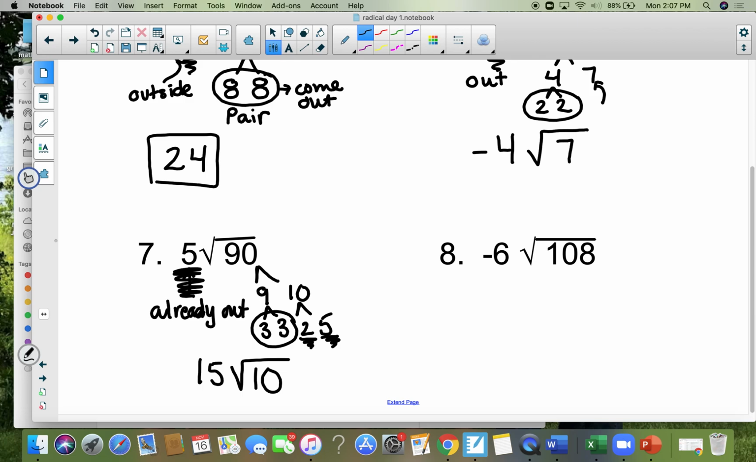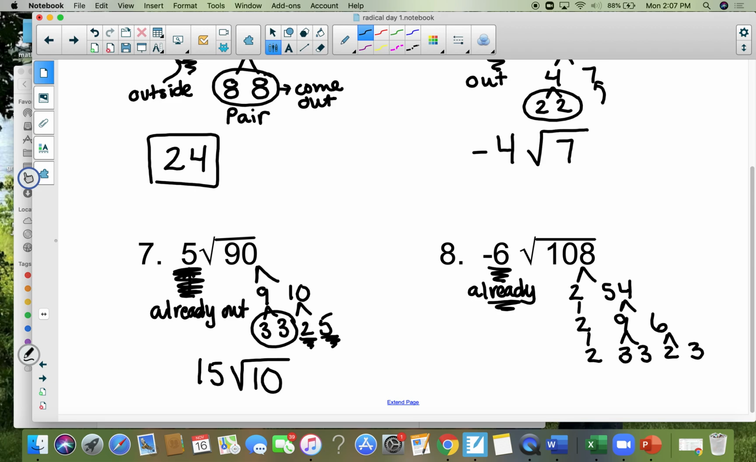Okay, let's do one more. -6 is already outside, you guys. That's already out there. 108 is 2 and 54. The 2 breaks down. The 54 is 9 and 6. The 2 breaks down. The 9 is 3 and 3. Some people think 6 is 3 and 3 also. It's all multiplied here. It's 2 times 3. This is all multiplied. There are 2 3's, and there's also a pair of 2's over here.